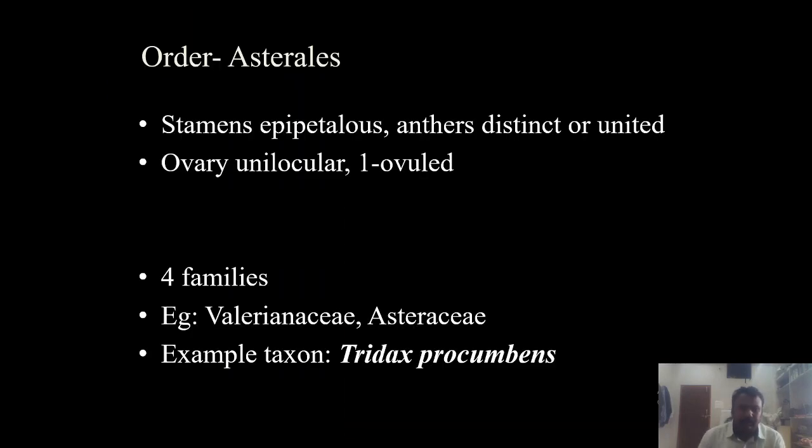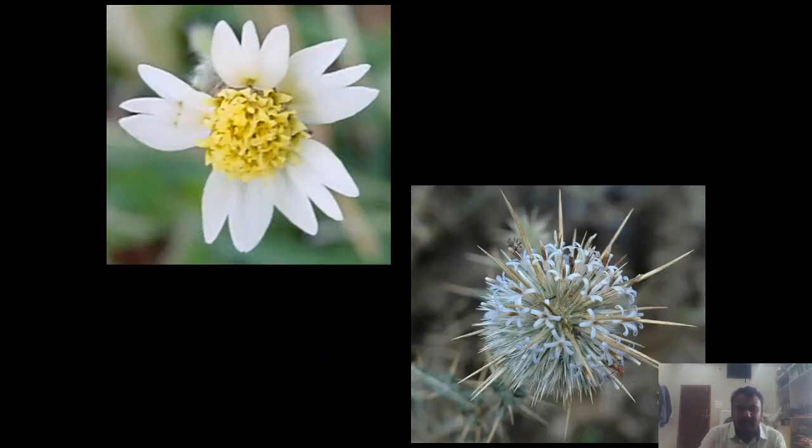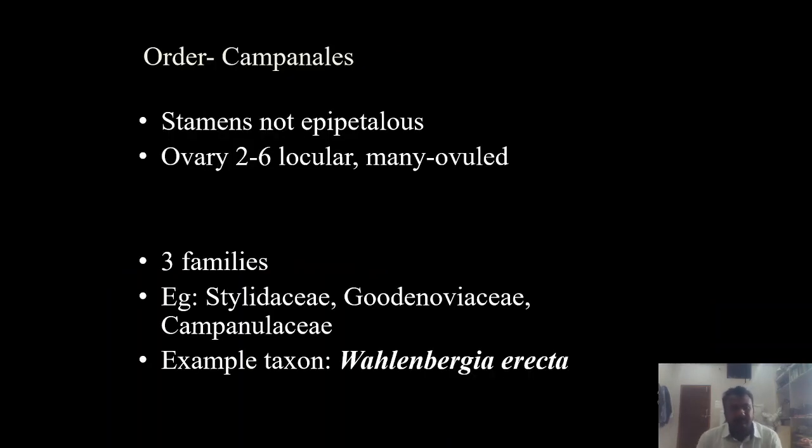Now, the Asterales. Stamens epipetalous again, anthers distinct or united. Ovary unilocular, 1 ovule. 4 families: Valerianaceae, and Asteraceae are the example. Tridax procumbens is the example taxon. You can see Tridax procumbens here and Echinops echinatus here.